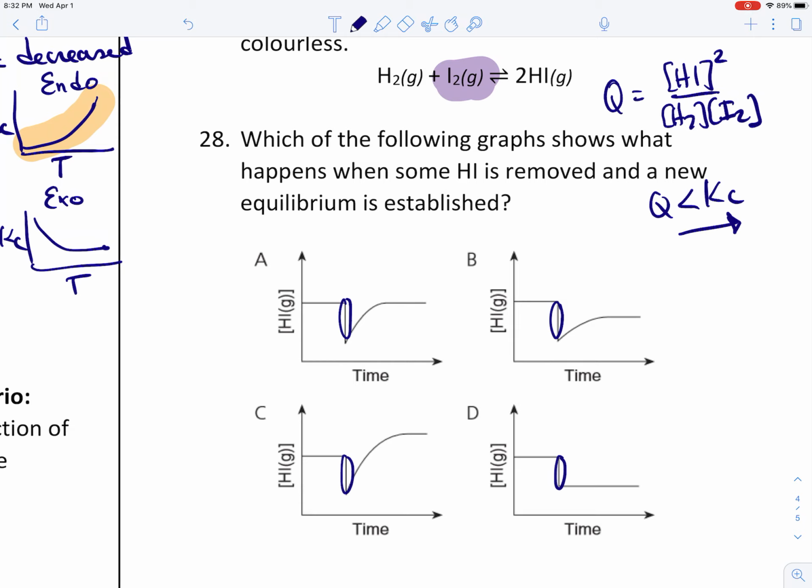But here's the key idea. Although more HI is being produced, it will never achieve the original concentration before we removed some. So we removed some HI that caused a stress. The system shifts forwards to make more HI and relieve the stress, but it can't completely relieve the stress. So in the end, there will still be less HI than there was at the beginning. The graph that shows that is choice B, where the HI increased but didn't reach the concentration that it began with before the stress was applied.